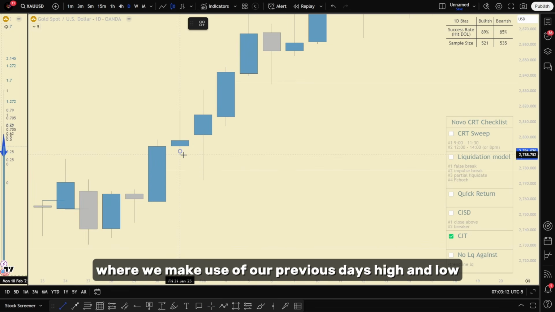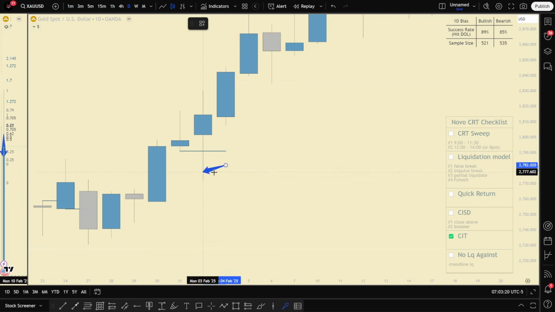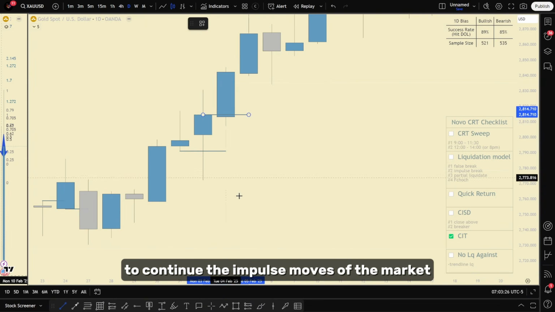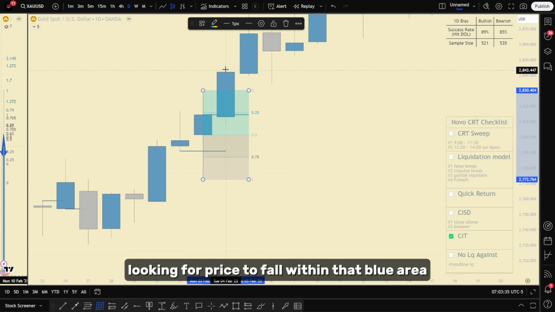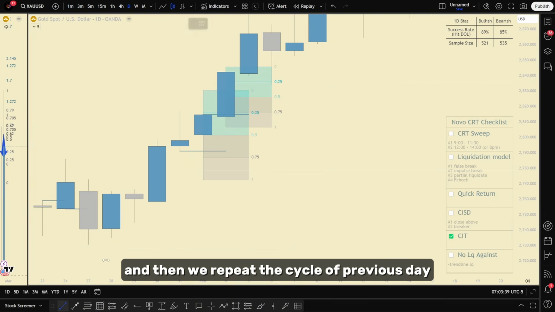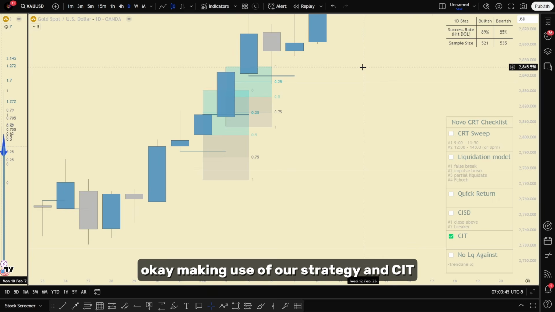So now the data of using our daily candle behavior, where we make use of our previous day's high and low to figure out where the liquidity has been swept, and then using your previous day's closing price to continue the impulse moves of the market, just like how price did right over here, looking for price to fall within that blue area and then continuing this the entire time. And then we repeat the cycle of previous day high and low strategy to previous daily close strategy, okay, making use of our CRT and CIT.